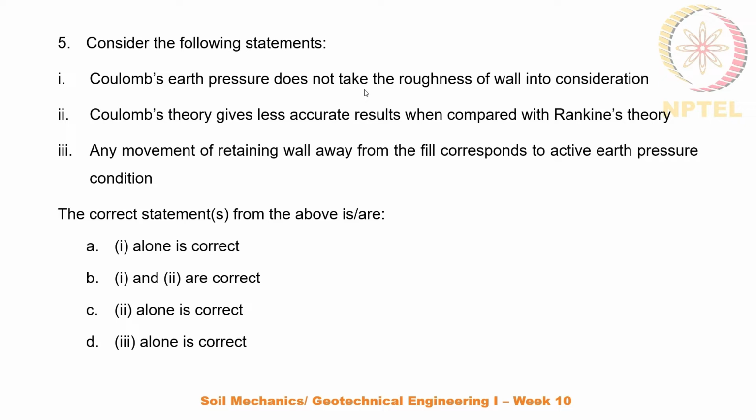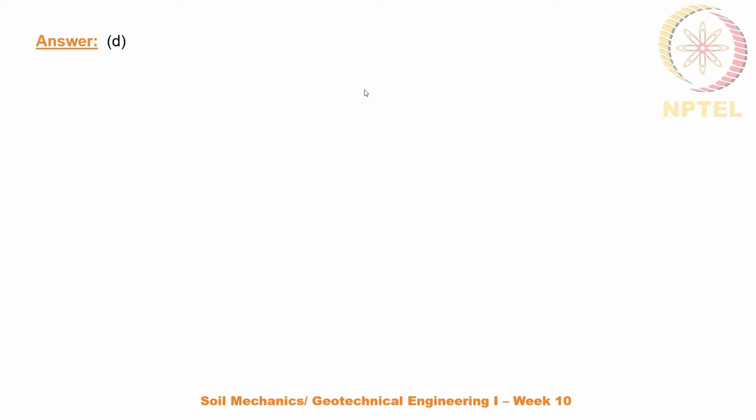Second statement is that the accuracy of the results provided by Coulomb's theory is less than that provided by Rankine's theory. And statement number 3, any movement of retaining wall away from the fill corresponds to active earth pressure condition. Okay, I have the answer in the chat box as option D. So let's see which is the correct option. Yes, correct option is option D.